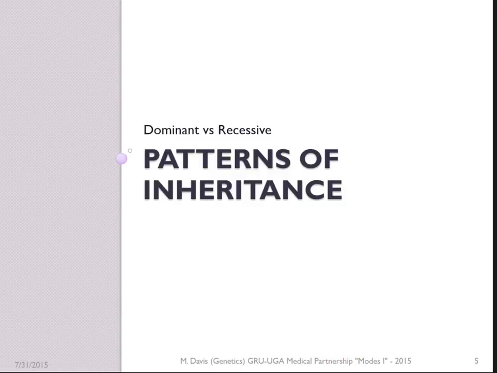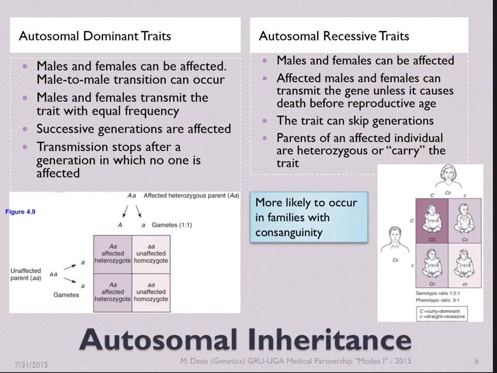Now let's discuss patterns of inheritance. First, let's discuss autosomal inheritance. Human autosomal traits simply mean that the genes that are responsible for the trait reside on non-sex chromosomes, which are chromosomes 1 through 22. They may be inherited in either a dominant or a recessive fashion.